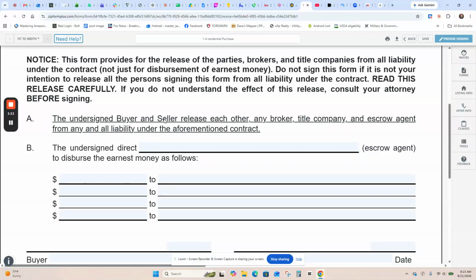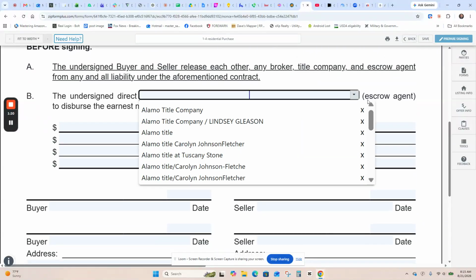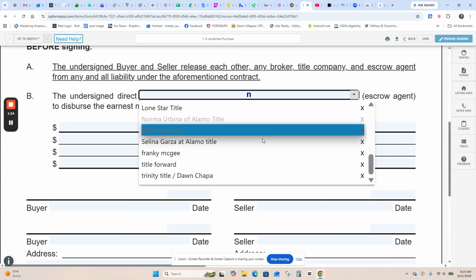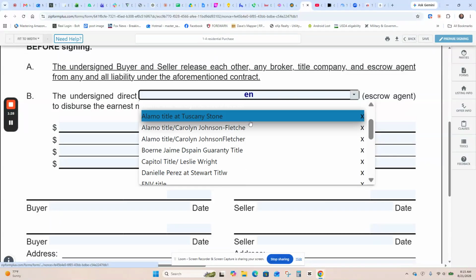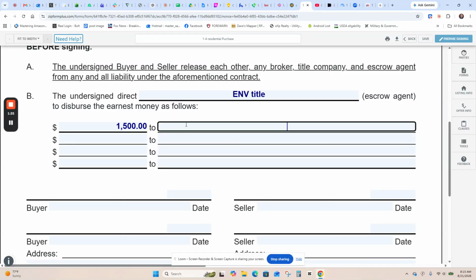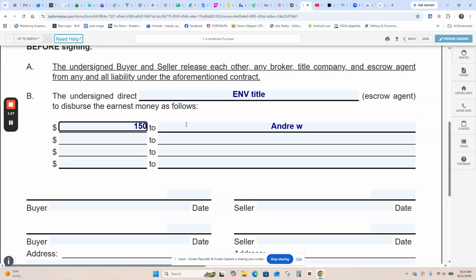So again, the undersigned buyer and seller release each other, any broker, title company, and escrow agent from any and all liability under the aforementioned contract. It says escrow agent, but it's really your title company. So you would put in your title company there, and then you would put in maybe $1,500, whatever the earnest money is, and then, I'll pretend that I'm the buyer, you'd put the buyer's name.